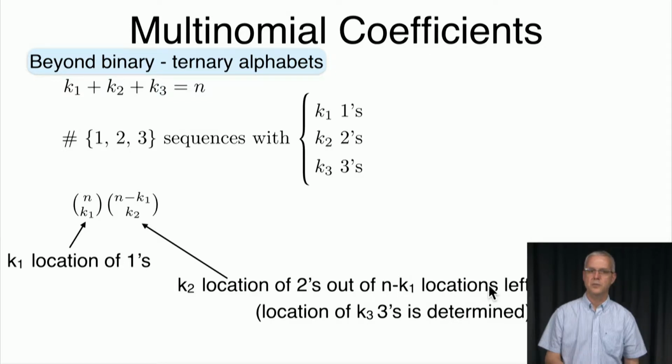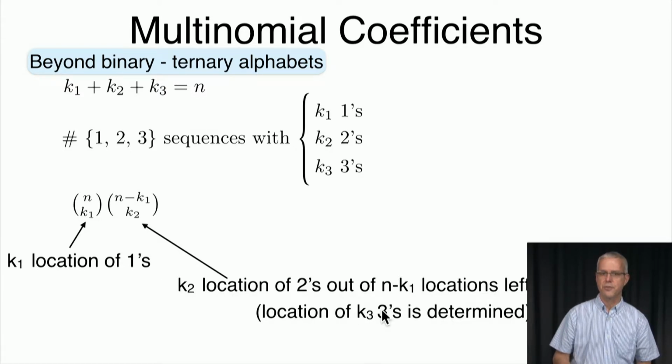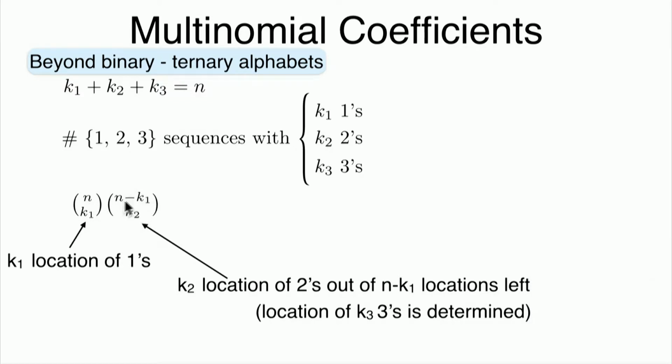Notice that once we choose those 1s and 2s, then the locations of the 3s are determined, because we have k1 1s and k2 2s, and then we're left with n minus k1 minus k2 locations, but all of those have to be the k3 3s that are left. So this is the exact number. If you wanted to, you could also multiply by n minus k1 minus k2 choose k3, but observe that n minus k1 minus k2 is k3. So what you'd have is k3 choose k3, which is 1. So this is the total number.